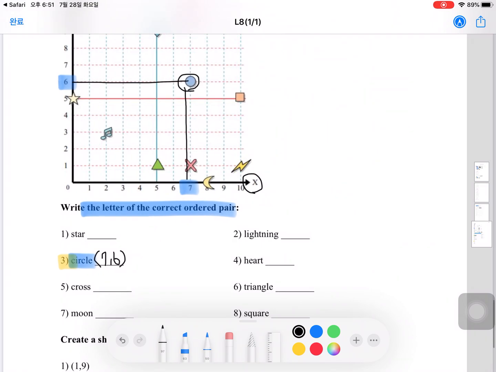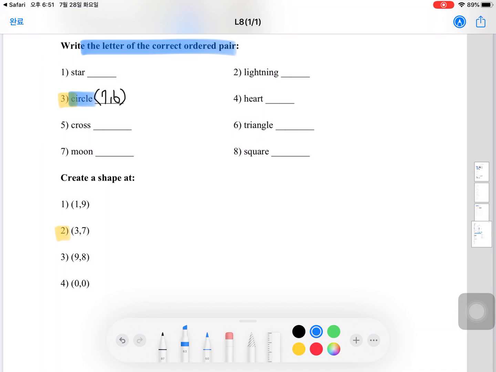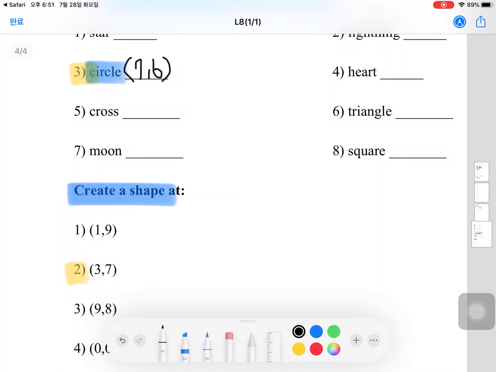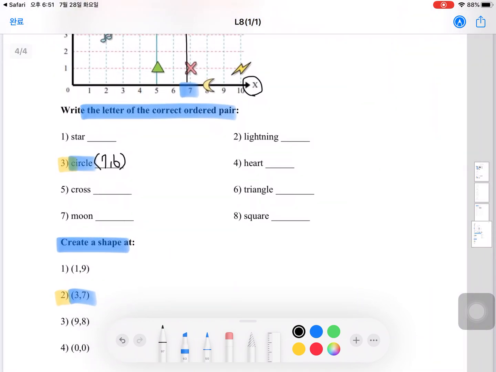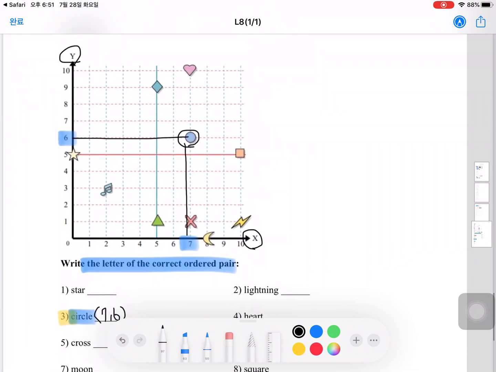Not too bad, right? Let's try the second section, which is creating a shape. Now, these questions are similar to the ones we just did, but this time it's the opposite. Instead of writing the coordinate of the shape, it wants us to draw the shape at the coordinate. The wording is a little confusing, so I'll do number 2 with you guys. So, 3, 7. It wants us to draw a shape at the coordinate 3, 7. So on the graph, we want to locate where 3, 7 is.